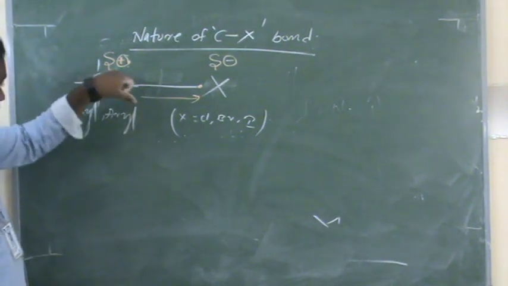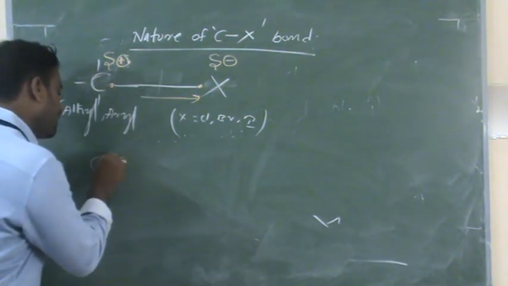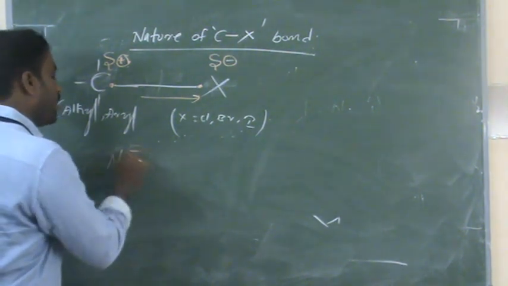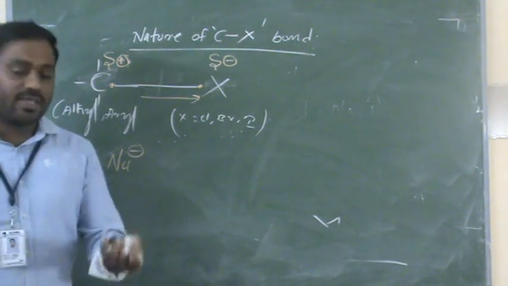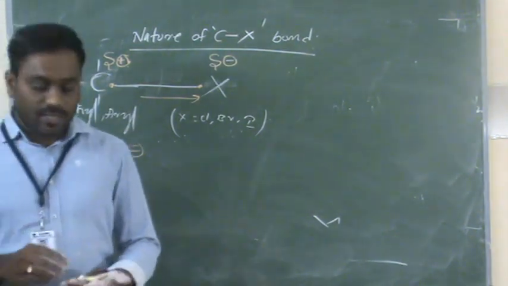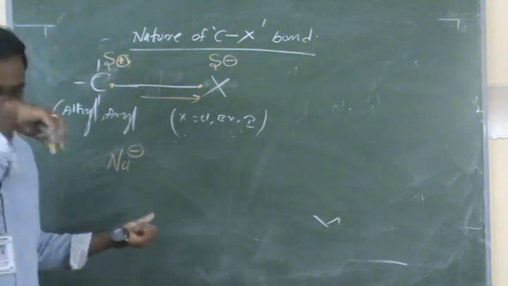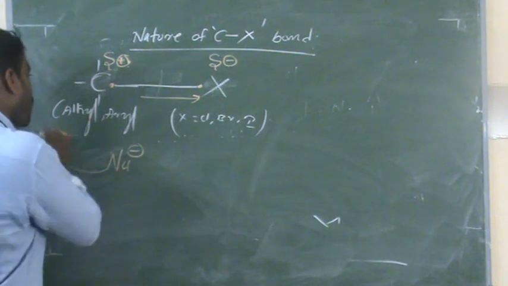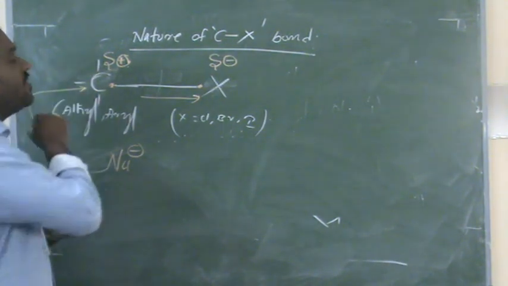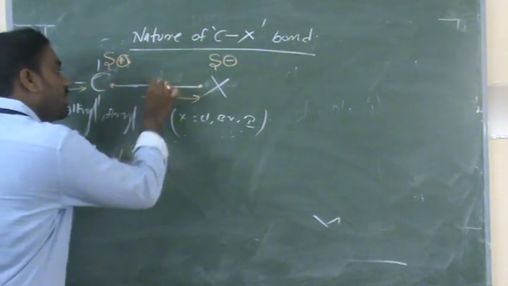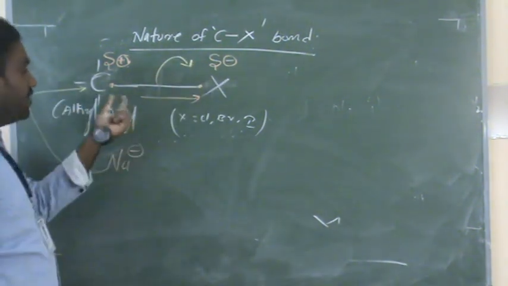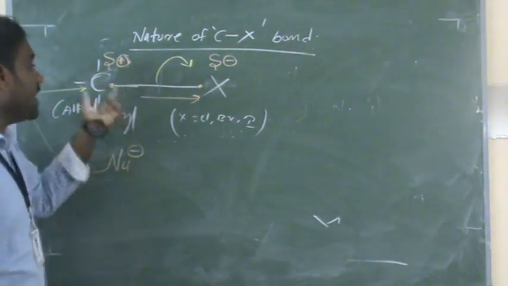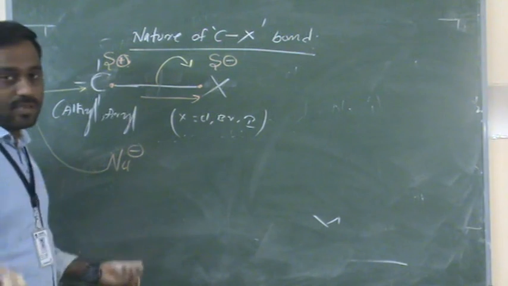Due to the presence of partial positive charge, a nucleophile can attack. What is the meaning of nucleophile? A nucleophile is a species with an excess of electrons. That nucleophile will attack this electron deficient carbon atom, and there is a breaking of the bond between the carbon and halogen. This type of reaction we can see in these chemical properties.